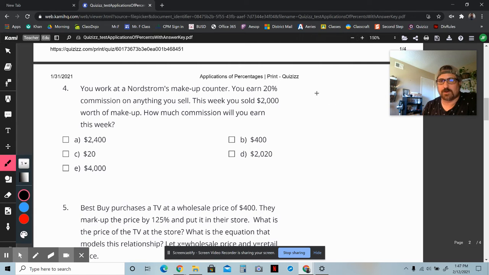This is really straightforward. This is literally just what is 20% of 2,000, right? So it's just 0.2 times 2,000. That is the amount of commission you're going to get. So it's just going to be 10%, which is 200 times 2. So this is just 400 bucks, right? I mean, that's really simple, I think. So the commission is literally just 20% of the 2,000. That's it.